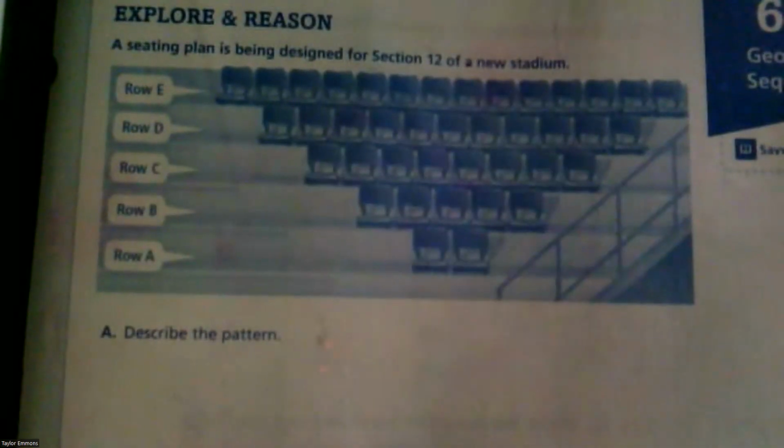Okay, the seating plan is being designed for section 12 of a new stadium. Describe the pattern. So what's happening each time?